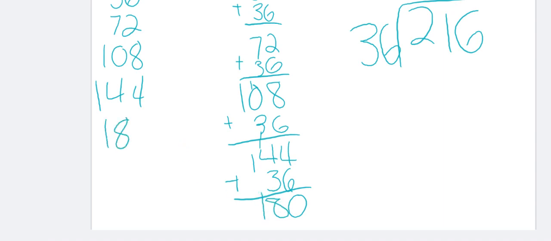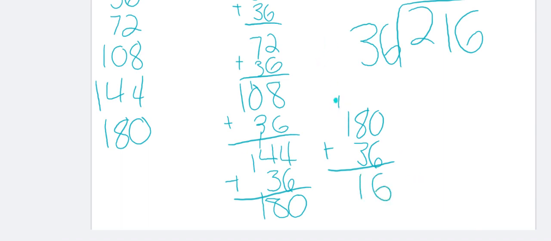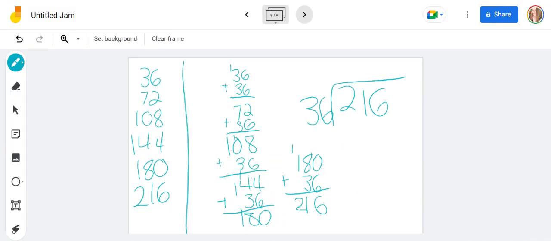I'm almost there. I'm going to keep adding. 180 plus 36. 6 plus 0 is 6. 8 plus 3 is 11. 1 plus 1 is 2. 216. Oh, wait a second. I think I finally reached 216. So let's count. 1, 2, 3, 4, 5, 6. So that means the height must be 6.